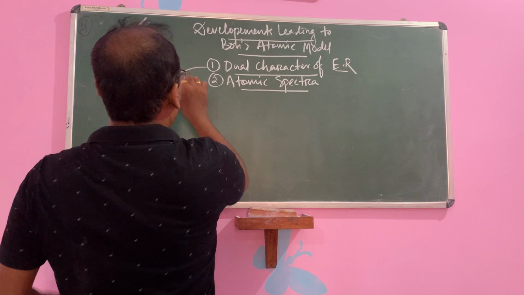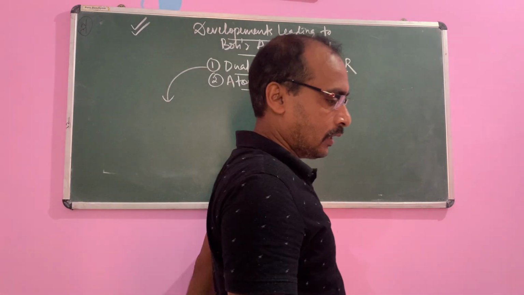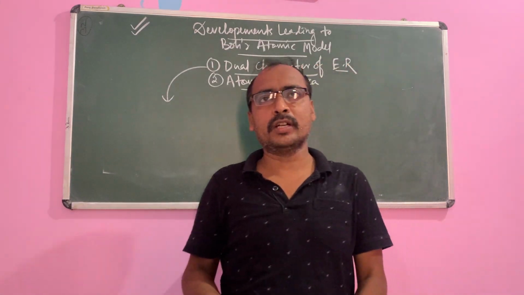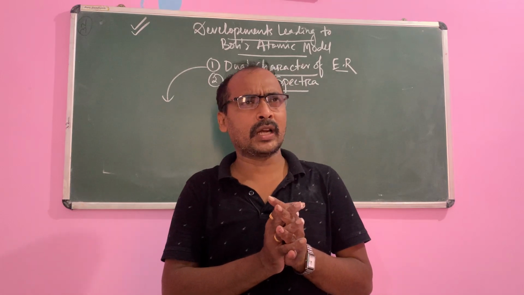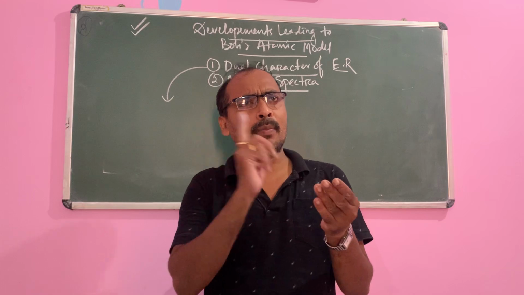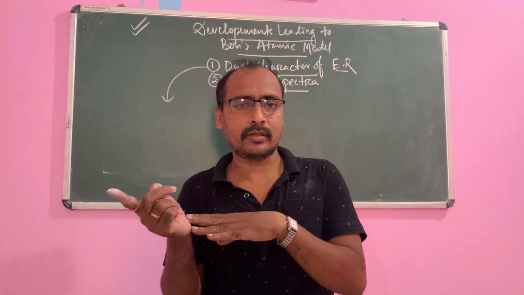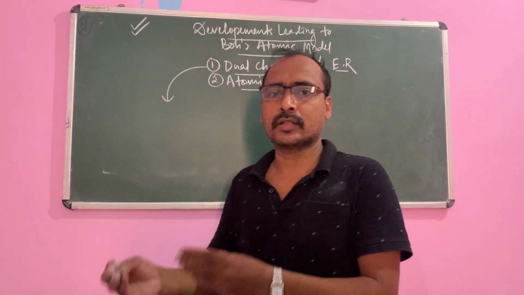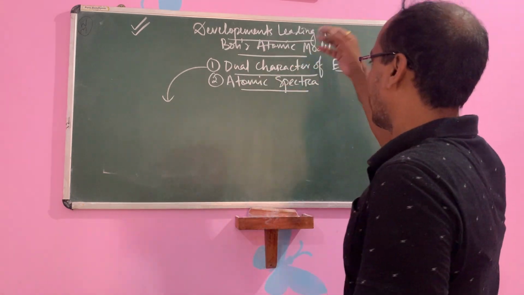Okay, first, the dual character of electromagnetic radiation. What do you mean by that? Dual character means double character. That is, the dual character of electromagnetic radiation means wave-like and particle-like nature. Wave nature, particle nature. That is known as dual nature or dual character.